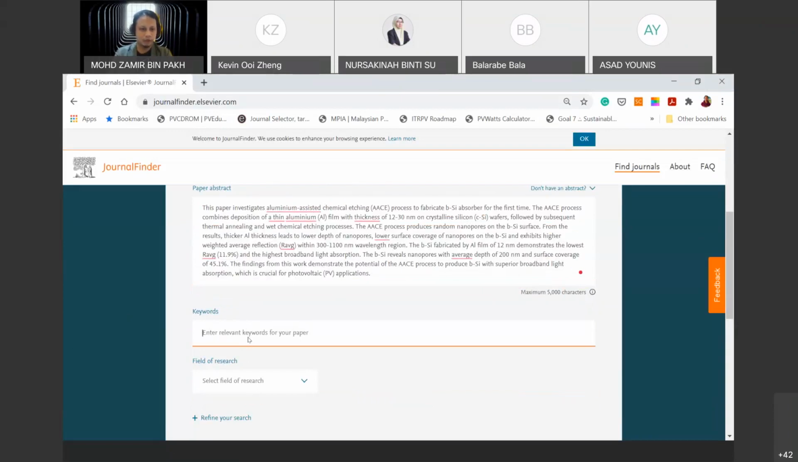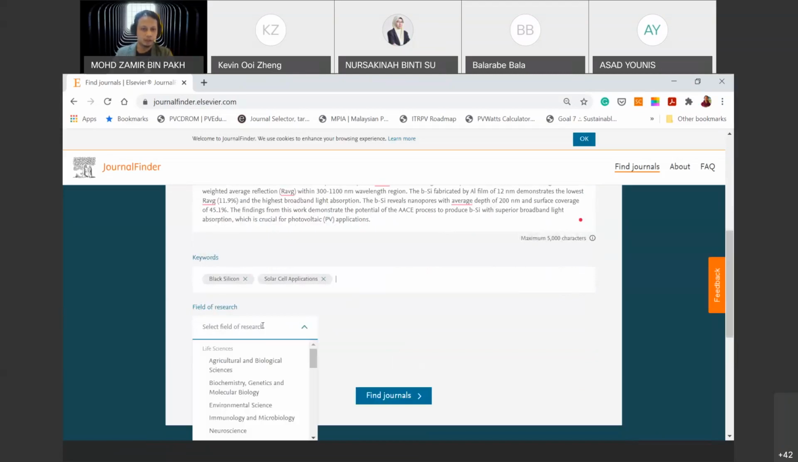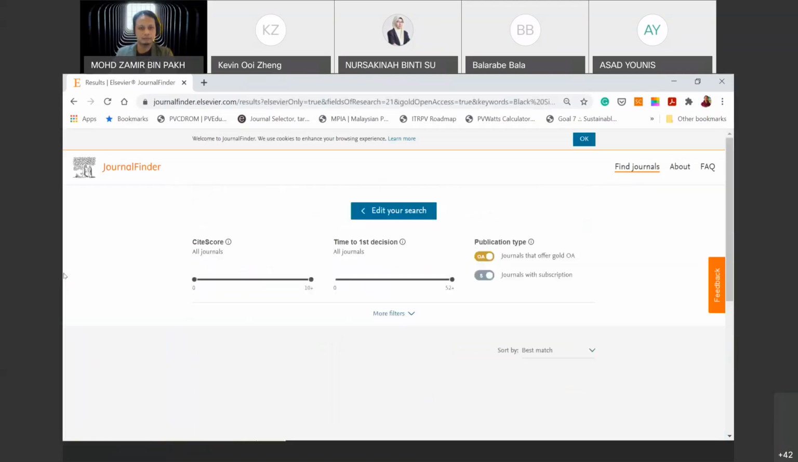Okay, then let's find some keywords before we search. We have black silicon here. You need to type here. Okay, type and enter. Yeah, it's there. Cool. Right, maybe solar cell. Yeah, let me just put solar cell application. Okay, 2 will do, I think. Where do I put this? Field of research. Let me find the closest one. Maybe energy. Select field of research. So find journals then, it'll start to search for you.